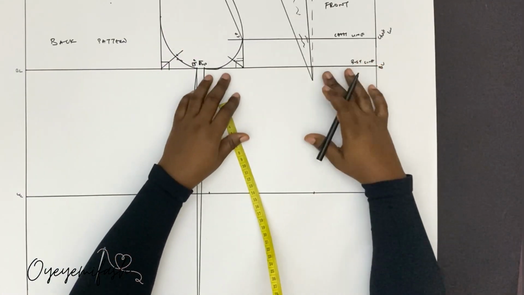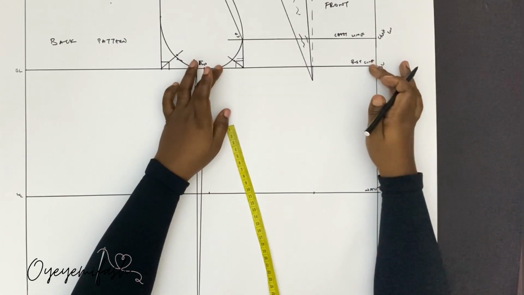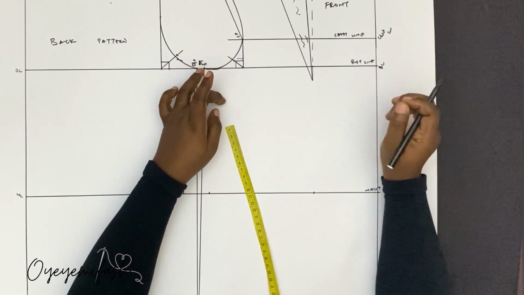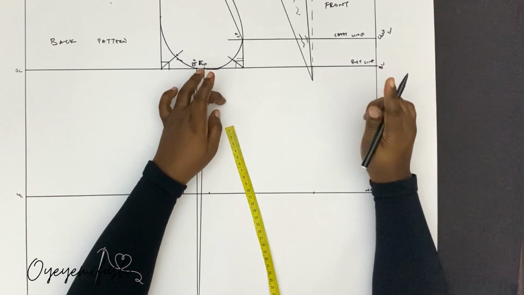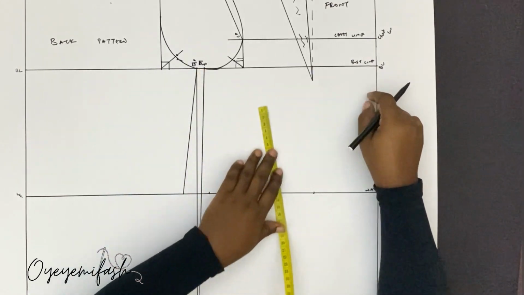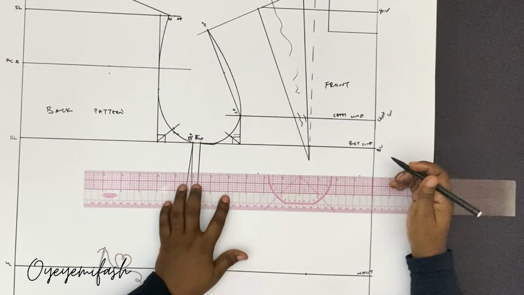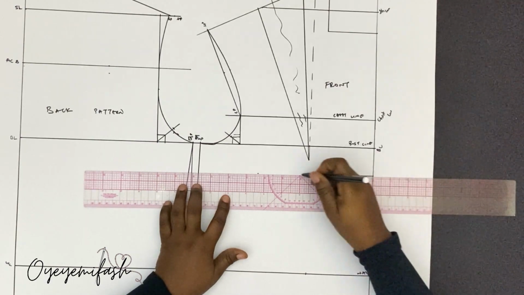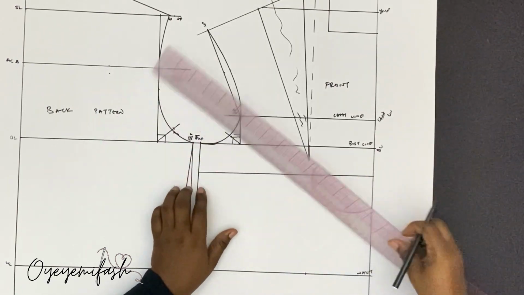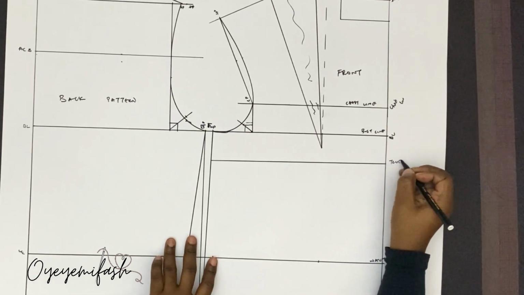On the front pattern, I need to mark my true bust line. You can mark 4 centimeters below the bust line, or you take the measurement from the shoulder point to the nipple as your true bust line. And then you rule a short line to the underarm seam. So we have our true bust line.